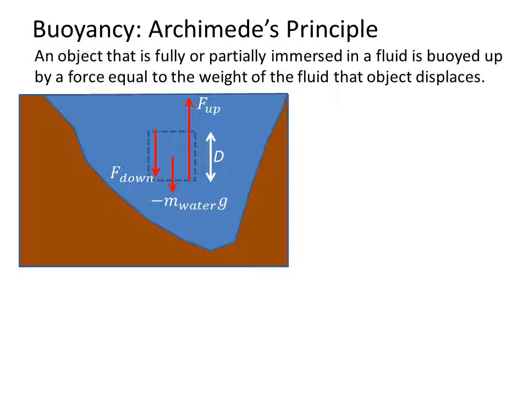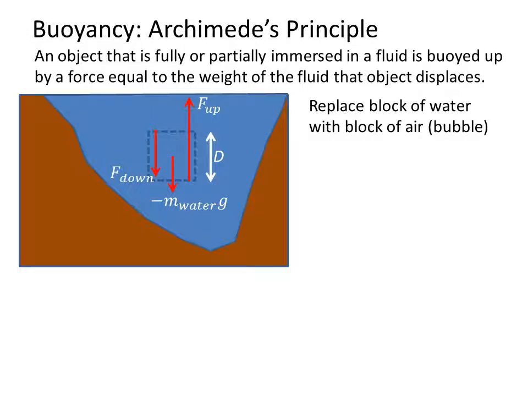Let's look at our block of water in our pond. We still have the same forces as we saw before. We have a force upward, a force downward due to the pressures of the water above and below the block, and then we have the weight of the water itself in the block, m water times g.